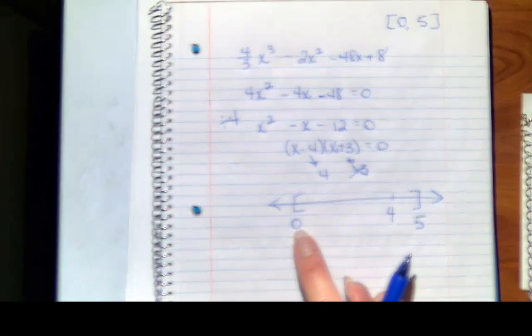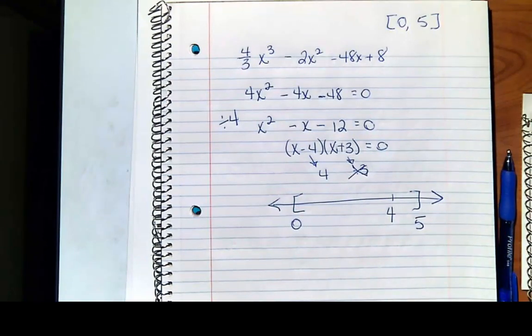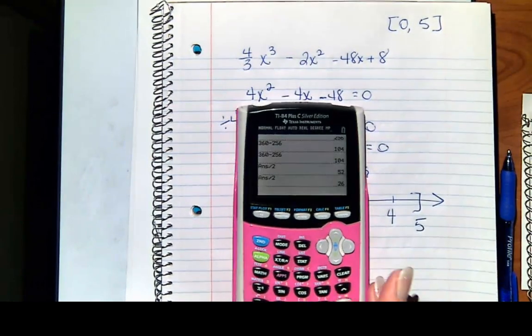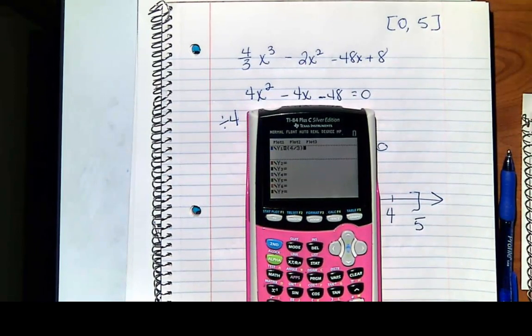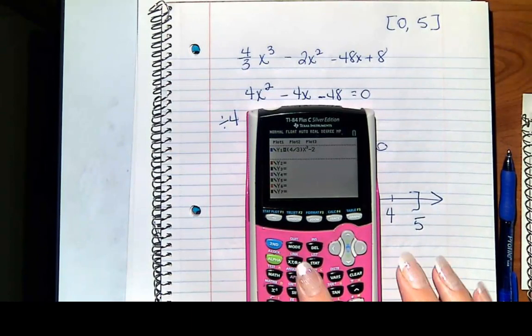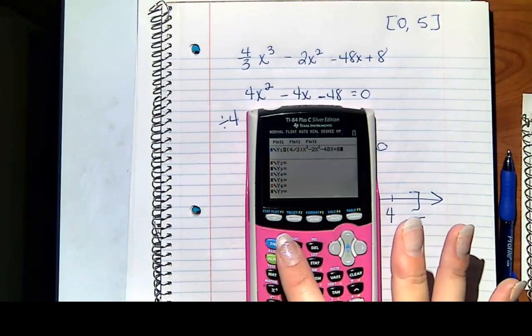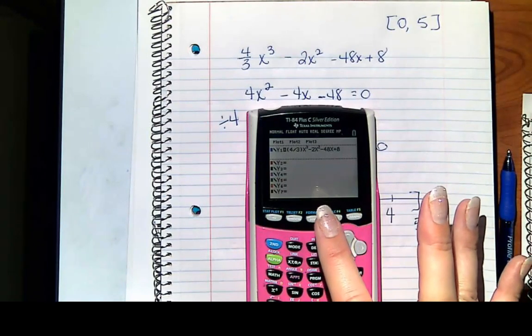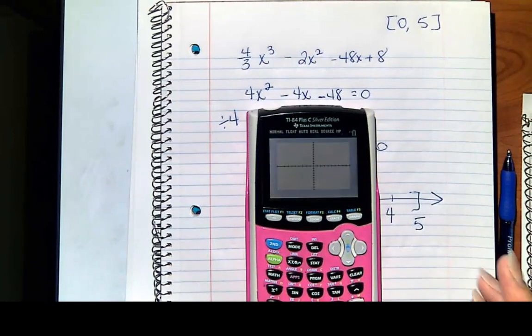So I've got to try 3 numbers: 1, 2, 3. I have to try 3 numbers and figure out if they're a high spot or a low spot or someplace in the middle. So if you grab your calculator, we can go into y equals. I've got 4/3 x cubed minus 2x squared minus 48x plus 8. And I'm going to graph it after I make sure that my window is normal, so I want to zoom standard. And let's just watch and learn.